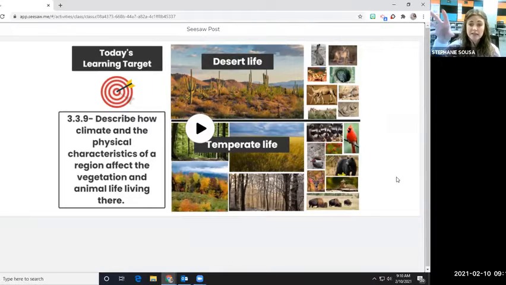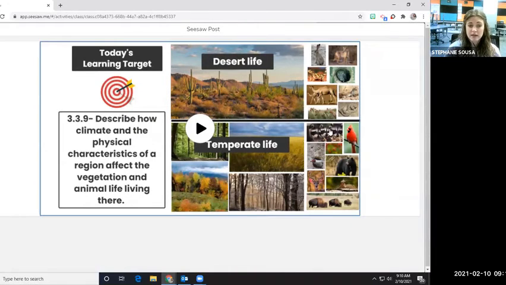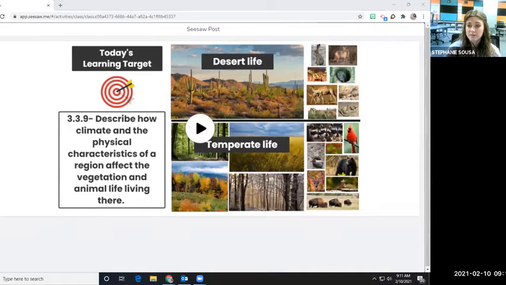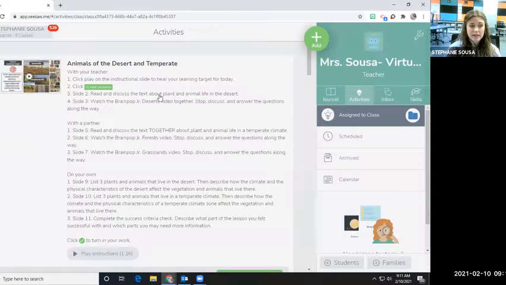Remember, you're in Indiana. Indiana is a temperate climate. Okay, some of these animals should look familiar to you. These birds, raccoons, deer. We don't have bear in Indiana, but we do have bear in other temperate regions. So we're going to look at how the climate and physical characteristics affect those animals' lives.